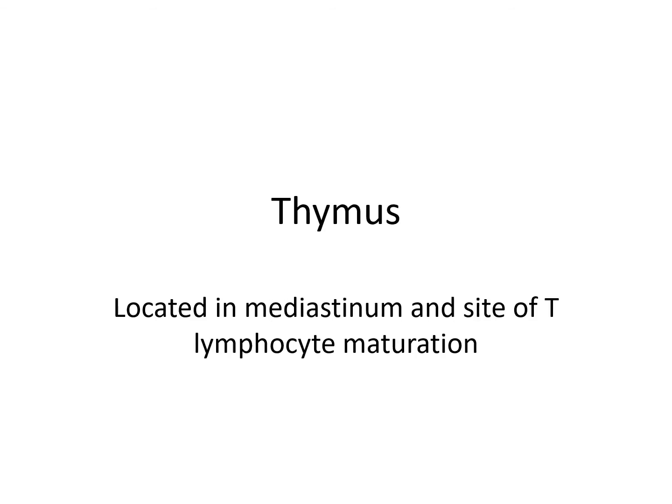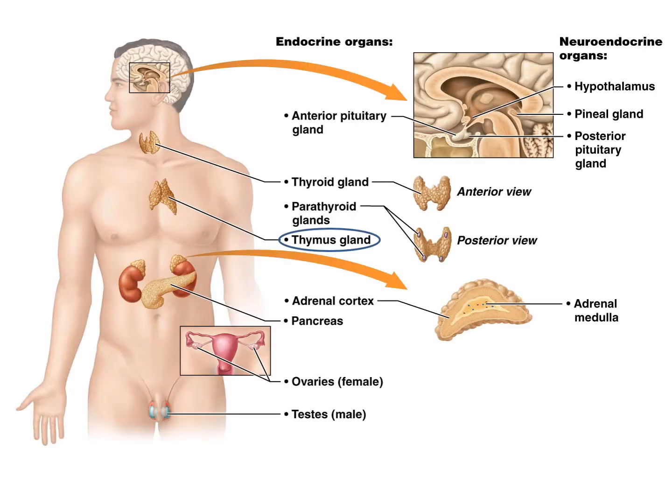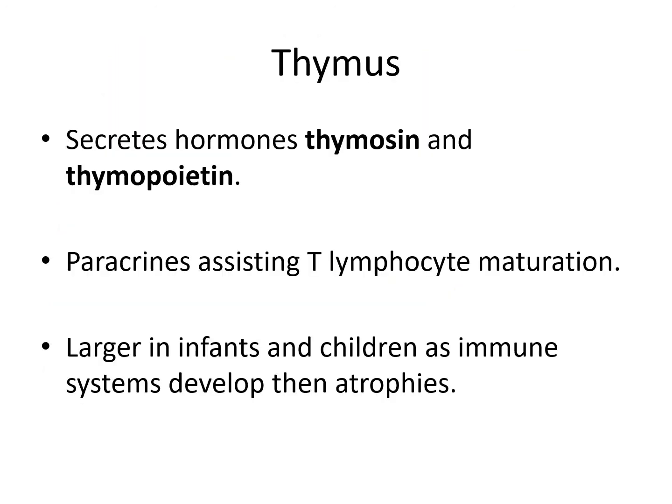The thymus, you learned about this at SCB 203 because this was the site of T lymphocyte maturation, and it's located in the mediastinum. Okay, so here's the thymus gland. Thymus gland secretes hormones thymosin and thymopoietin. Okay, and these are paracrine hormones that assist in T lymphocyte maturation. And you might have learned in SCB 203 that the thymus is larger in infants and children as the immune system is developed and then atrophies as we get older.